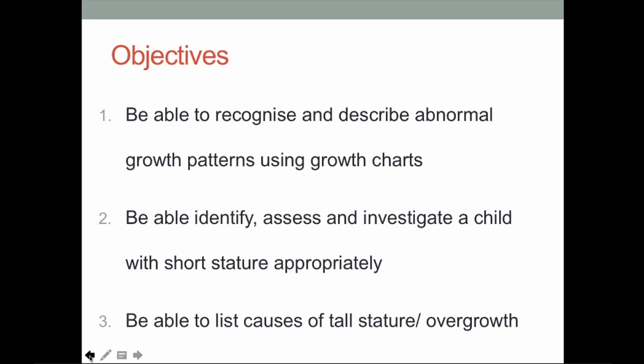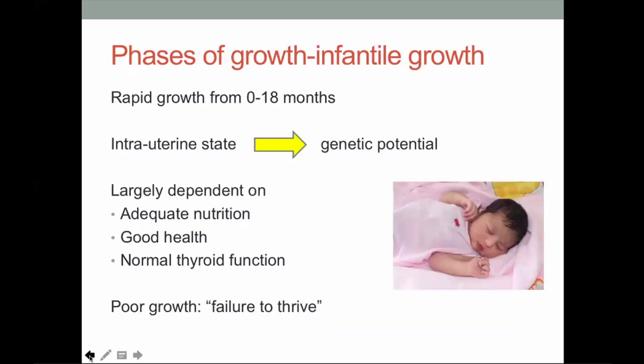And very briefly, we'll look at the causes of tall stature and overgrowth at the end. But that is of less importance. Right, so let's quickly look at normal growth patterns before we look at abnormal growth patterns.